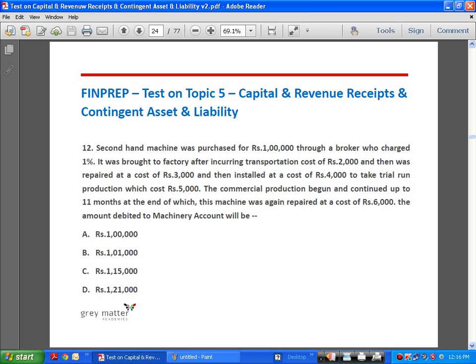production. The commercial production began and continued up to 11 months, at the end of which the machine was repaired at a cost of rupees 6000. What is the amount that is to be debited to machinery account?